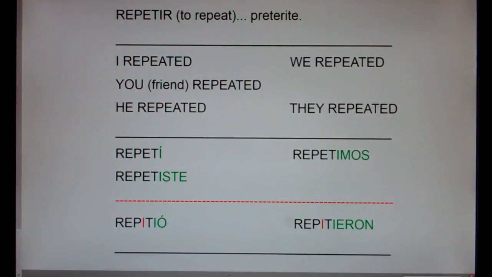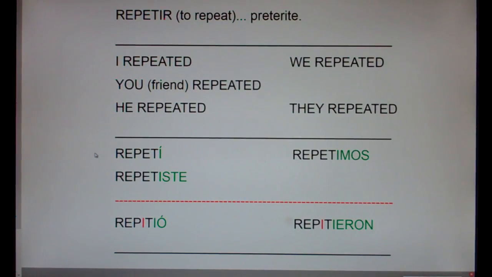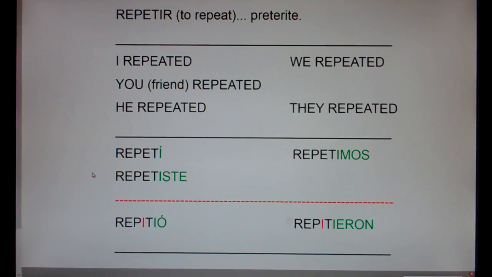I'm going to say each form of the verb in English and Spanish and clap, and I'd like you to repeat. I repeated. Yo repetí. You friend repeated. Tú repetiste. He repeated. Él repitió. We repeated. Nosotros repetimos. And they repeated. Ellos repitieron.